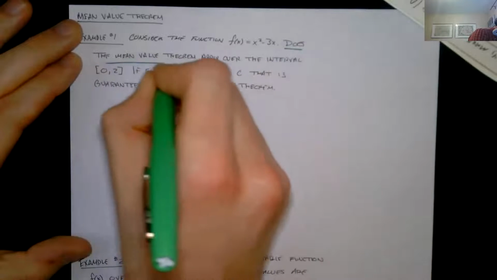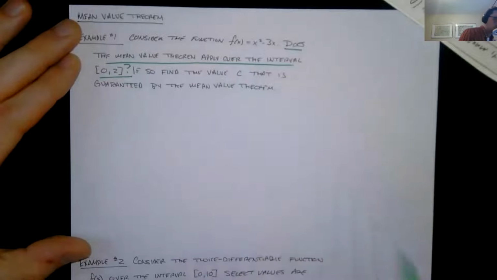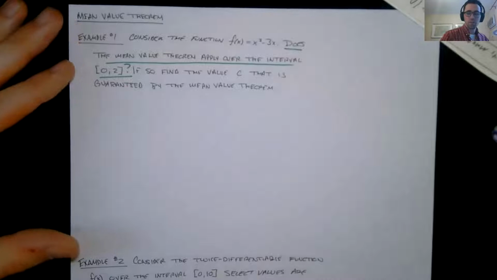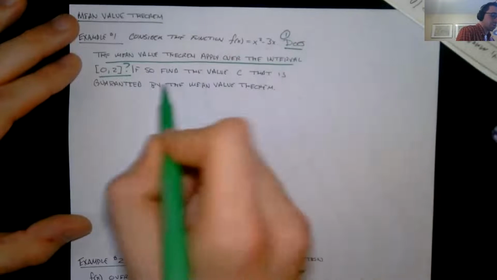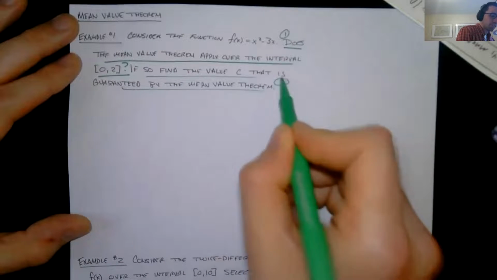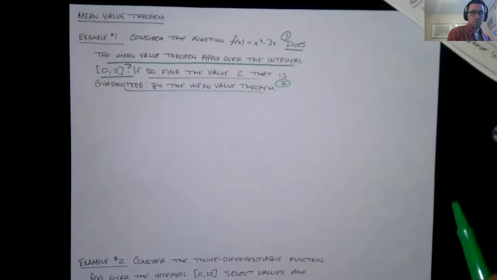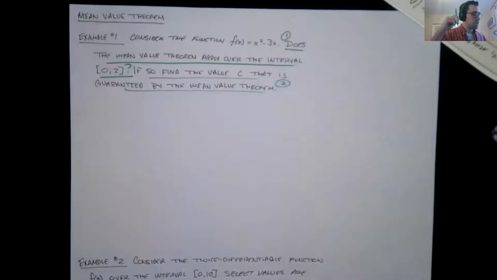Does the mean value theorem apply over the interval? Question mark. And if so, find the value c that is guaranteed. So that's what we're trying to find next. Let's do one thing at a time. Let's do this first, and then this part second. So does the mean value theorem apply? I need to think back to that criteria. I think so, but let's make sure we're really clear about that.